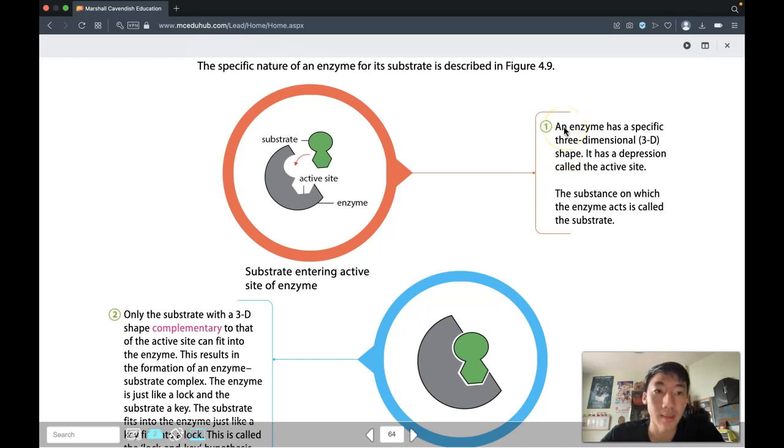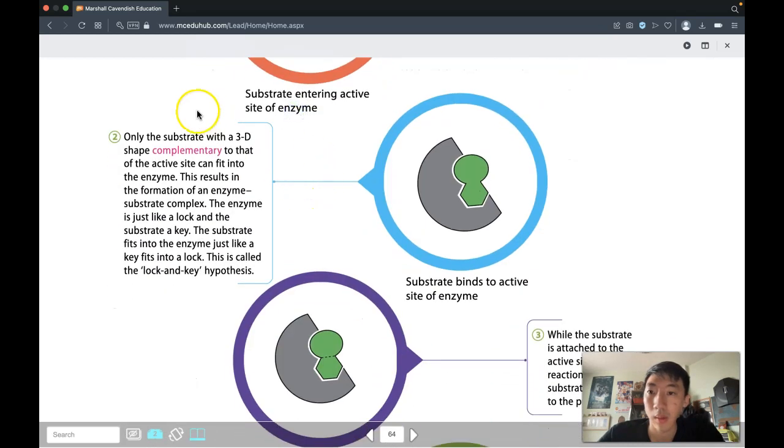Okay, so an enzyme has a specific three-dimensional shape. It has a depression called the active site. The substance on which the enzyme acts is called the substrate. As we can see here, this is a 2D version, but bear in mind that it's actually 3D. So this is the substrate, and this is the enzyme. Only the substrate with a 3D shape complementary to the active site can fit into the enzyme. The word complementary means that it is the same shape.